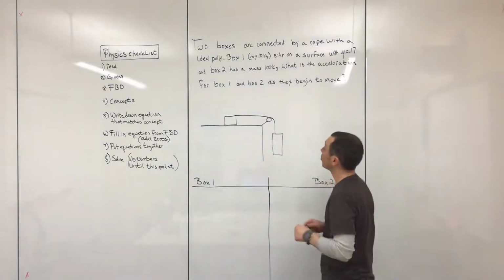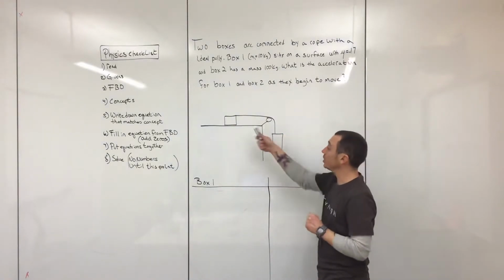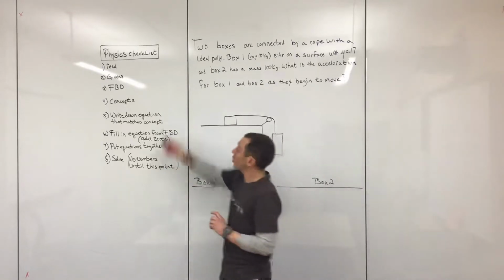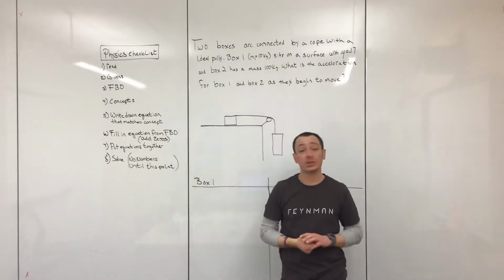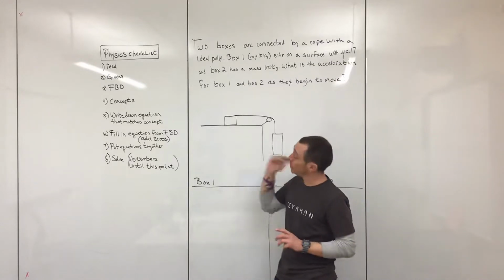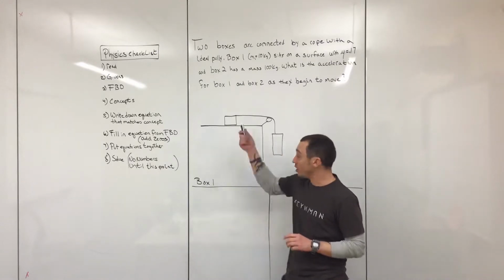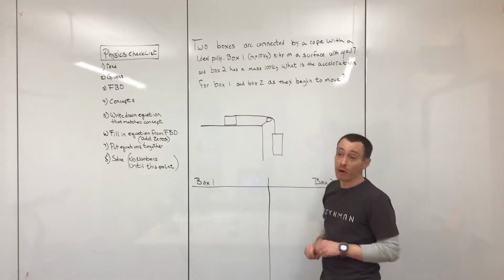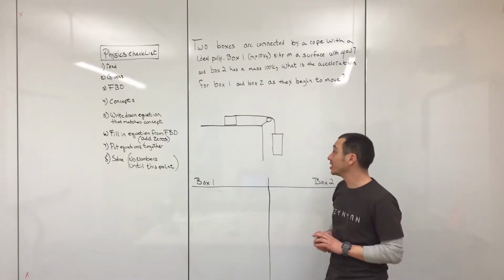Today we're going to be solving a pretty complicated problem with two boxes attached by a rope. I have the physics checklist written down here. Keep in mind I won't write it for every video, but we're going to use it. I want you to understand how to use it to solve any type of problem, especially one like this.